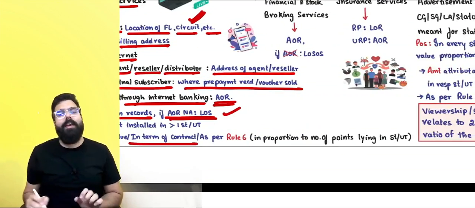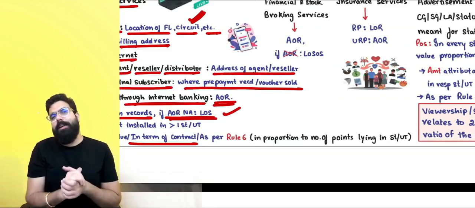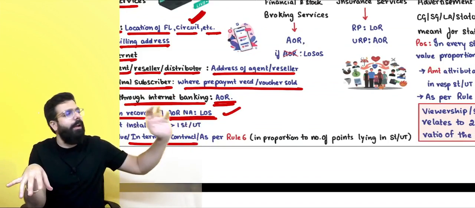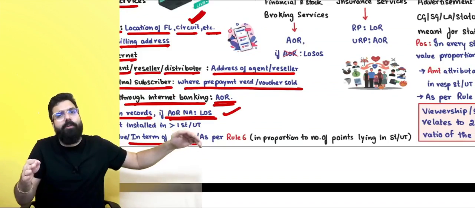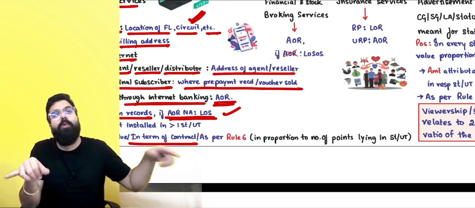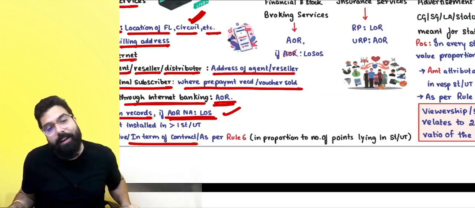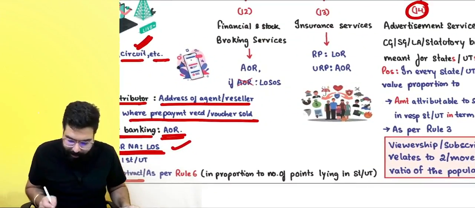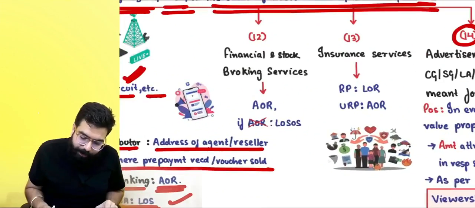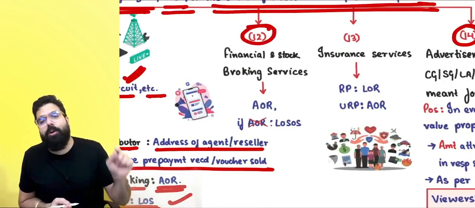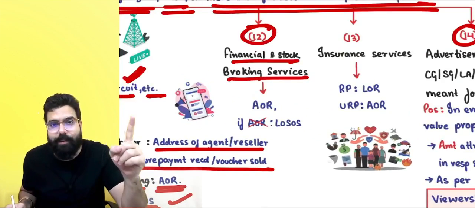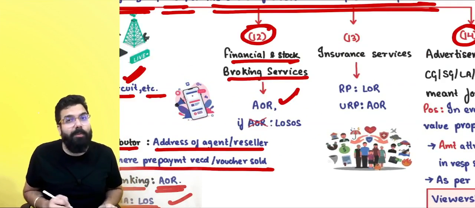If the contract doesn't say anything, say BSNL gave me a lease circuit installed in my Karnataka office and Tamil Nadu office. One point in Karnataka, one point in Tamil Nadu: value apportionment 1:1. If two points are in Karnataka and one point in Tamil Nadu, I have to apportion the value in the ratio 2:1. Point is clear: in the proportion of the number of points lying in the state or UT. Section number 12 talks about financial and stock broking services. In that scenario, address on record becomes the place of supply.